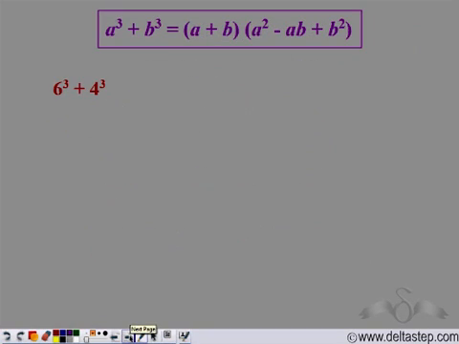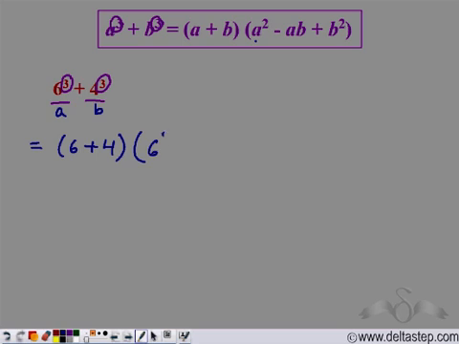So let us see how it can be used to calculate the cubes of these two numbers. We have a cube here, we have a cube here. So now we can compare 6 to a and 4 to b, and then we can use this identity a cube plus b cube. So 6 becomes our a and 4 becomes our b. So we can write it as a plus b, which is 6 plus 4, into a square, which is 6 square, minus ab, which is 6 into 4, plus b square, which is 4 square. So this is what we have.